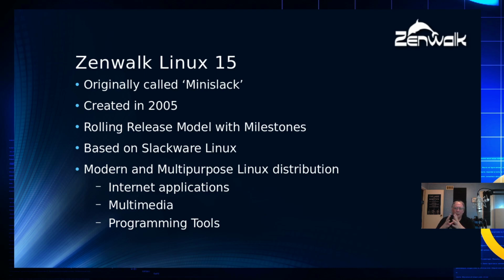So, Zenwalk Linux 15, what the heck is that? So, it originally was called Mini Slack, and it was created in 2005. It is a rolling release model, but it uses milestones. And milestones are kind of stable versions of the rolling release, so that it's a good place to pick one of those to install from. And of course, it is 100% based on Slackware Linux.